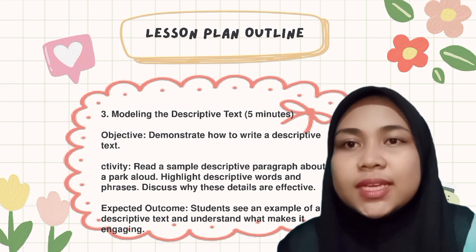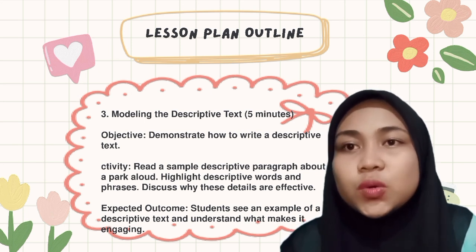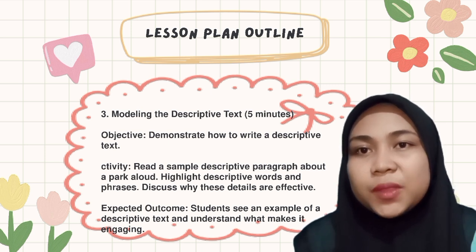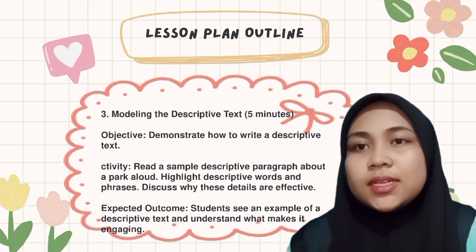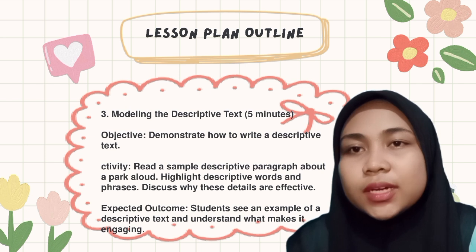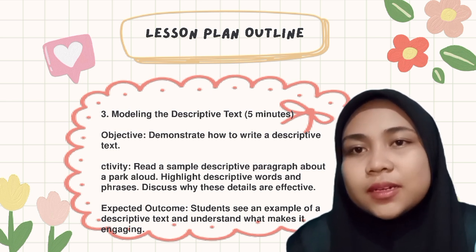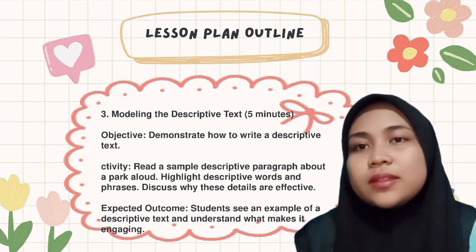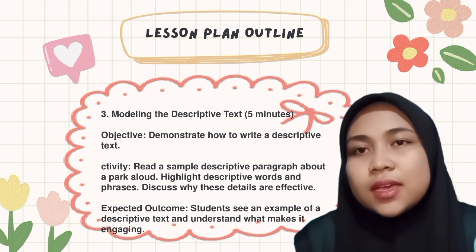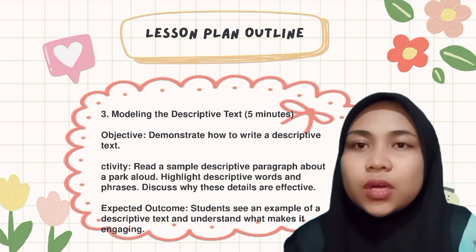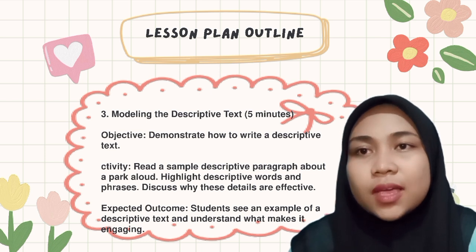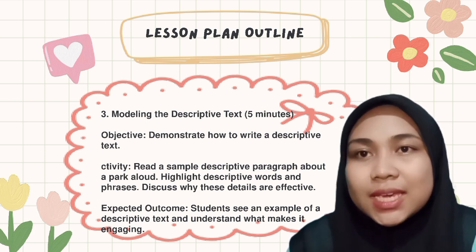The third is modeling descriptive text, taking 5 minutes. The objective is to demonstrate how to write descriptive text correctly. The activity is to read aloud an example of a descriptive paragraph about a garden, highlight descriptive words and phrases, then discuss why it is effective to write descriptive text with details. The expected outcome is that students see an example of descriptive text and understand what makes it interesting.